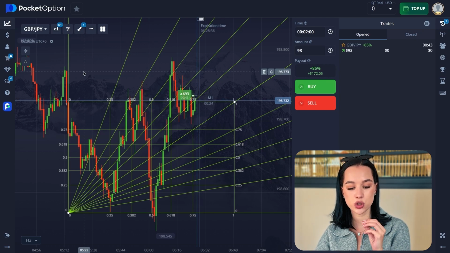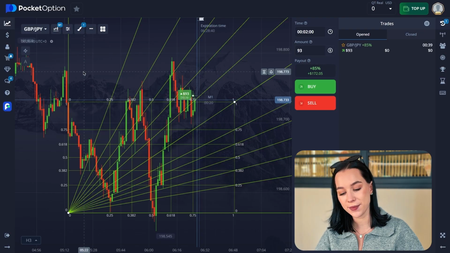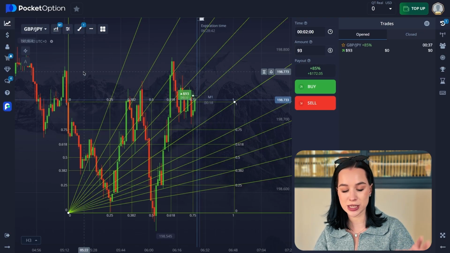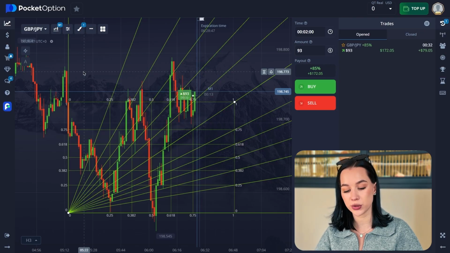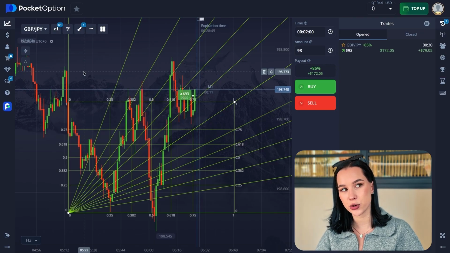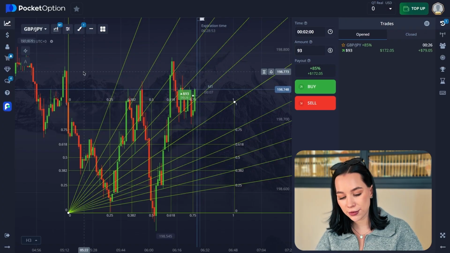The next one is choosing expiration time. Since fan lines are dynamic, you need to use a short expiration, for example, 2 to 5 candles. For example, if you trade on M1, you trade with an expiration time of 2 to 4 minutes, as we do here. If you trade on M5, it could be 10 to 20 minutes, for example.